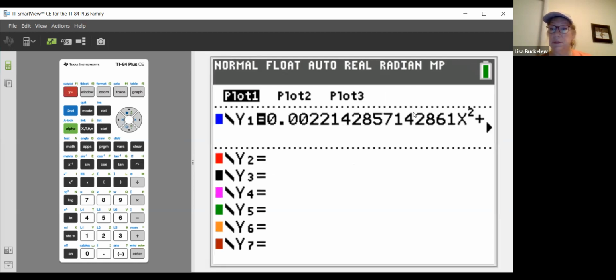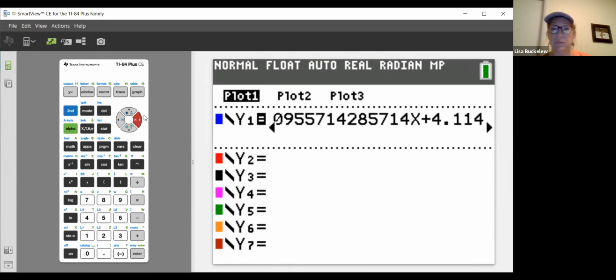Okay, so do you see what it's done here? It even took way more places than what it was showing us on the screen. It calculated out everything it could for that A value and then times X squared. And you could just keep going, plus. We have to keep scrolling down here to see, here's the next one. That's the B value, 0.09557 is all we used in our answer, but it keeps going like another 7 or 8 decimal places, times X, and then plus 4.114 and a whole bunch of numbers after that.